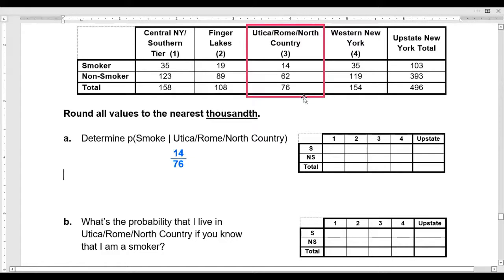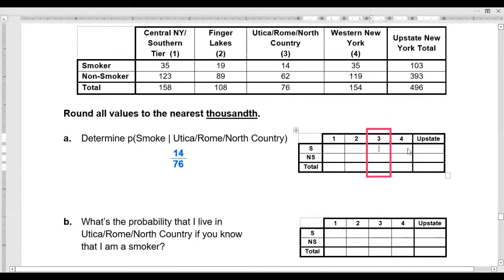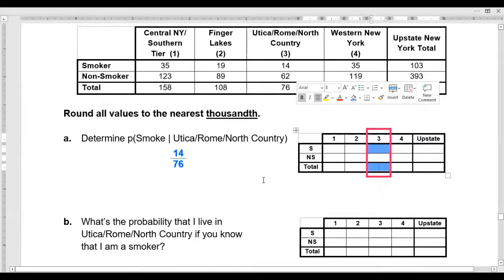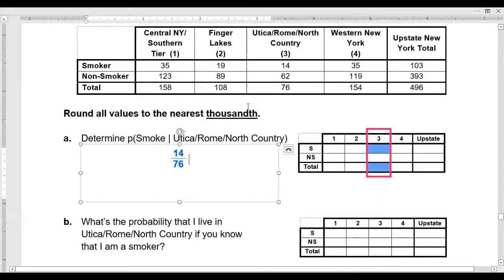So the way I might diagram that over here, since this was region 3, numbered above, is I'm going to indicate to myself I only looked in this column. And then we had the smokers out of the total. So these are the two numbers that we used. Now for this problem, they want us to find the answer to the nearest thousandth. I'm going to put my squiggly equals here so I know that I'm rounding. And 14 divided by 76 to the nearest thousandth is 0.184.